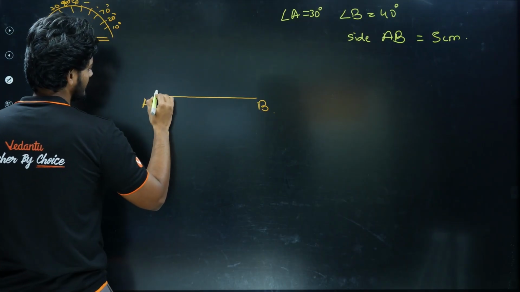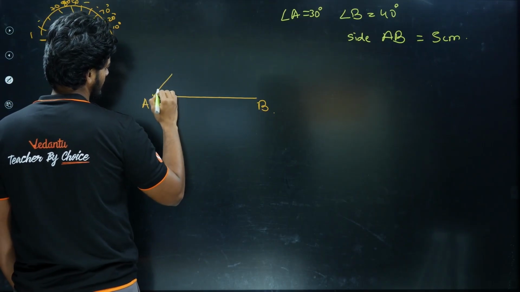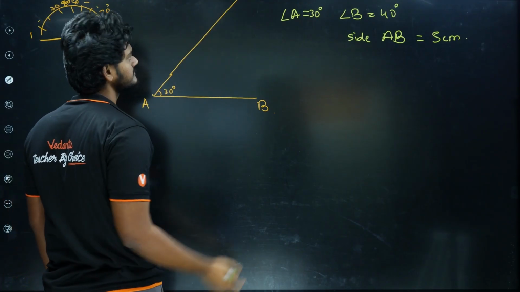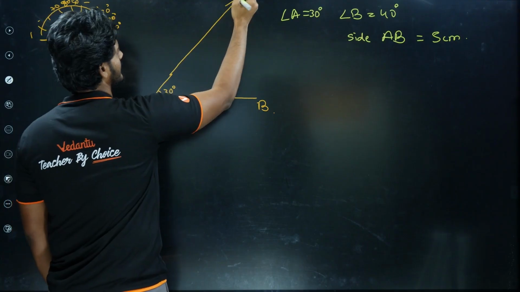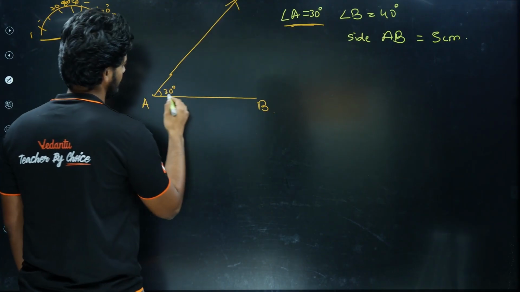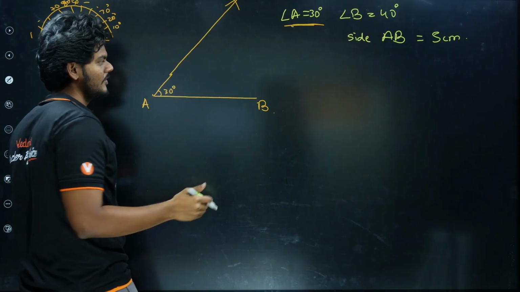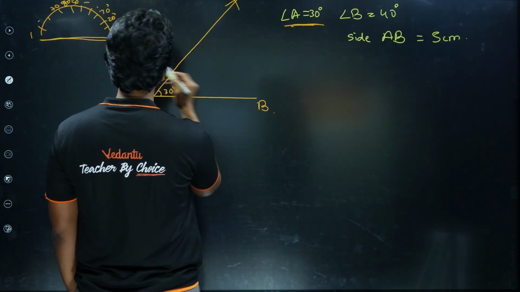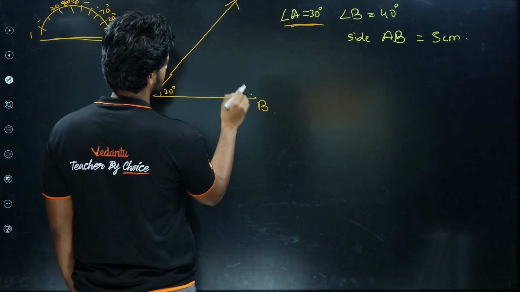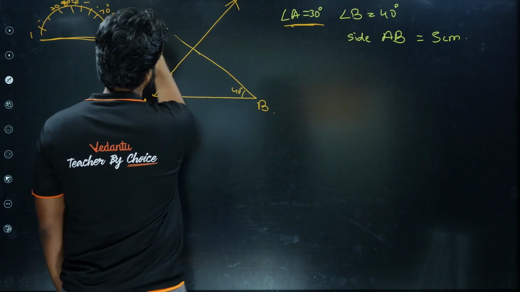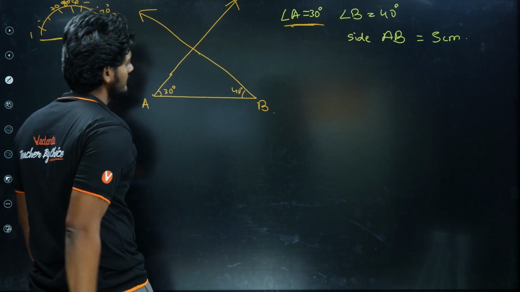So this is the protractor. You put that here and you measure 30 degrees and you extend it like a ray. It should be a ray. Because angle A is 30 degrees, right? And at B, using the protractor, you again make 40 degrees, and you extend it as a ray.